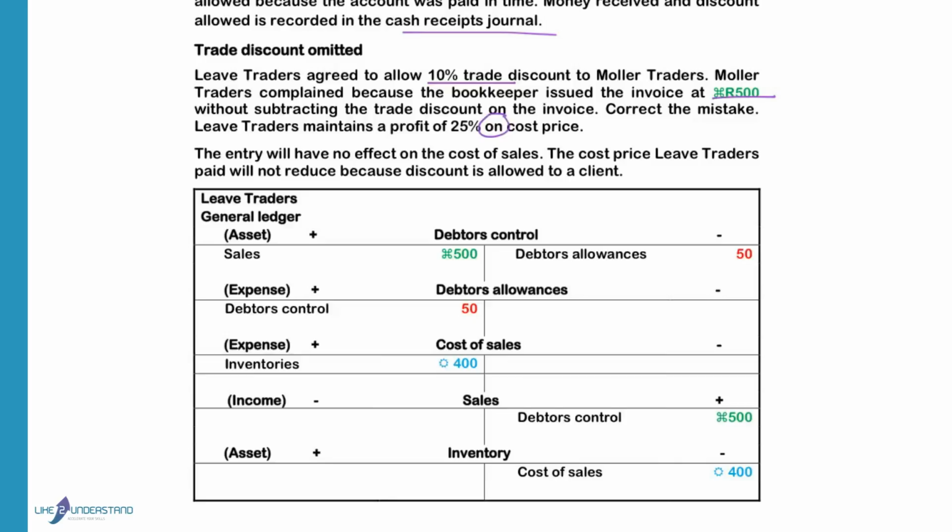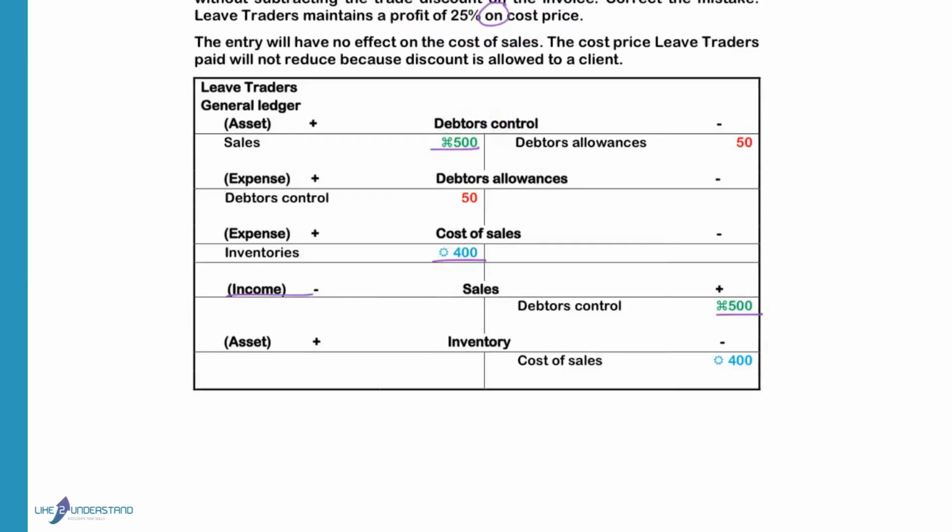So when the goods were sold, the debtors control was debited with the full amount of $500, and we increased the income for sales with $500. That's actually supposed to be lower. Then on this amount, we calculated the cost price and we increased cost of sales on the debit side, and we credit the asset for inventory on the credit side with $400. This $400 is our cost price, irrespective of what discount we allow to a debtor.